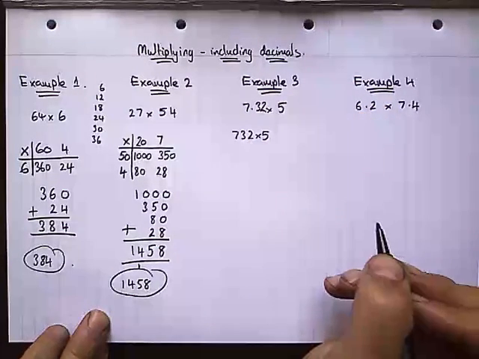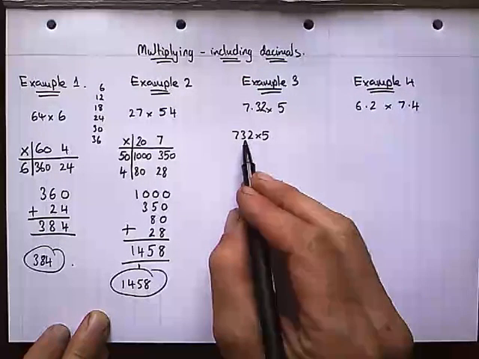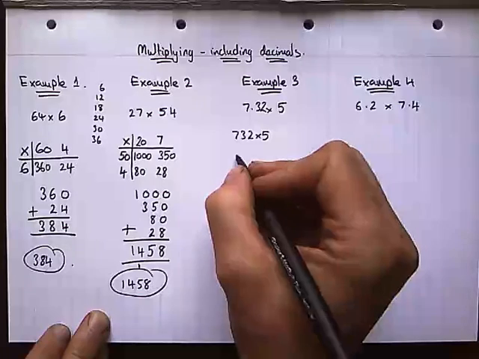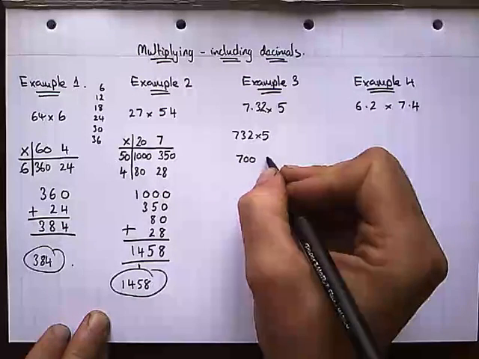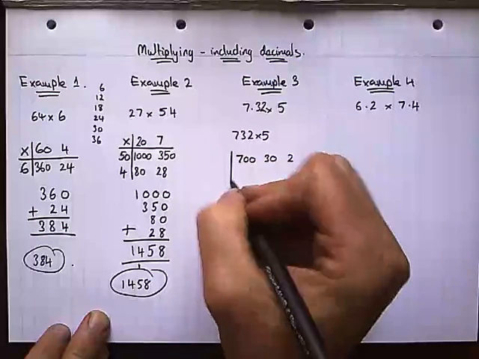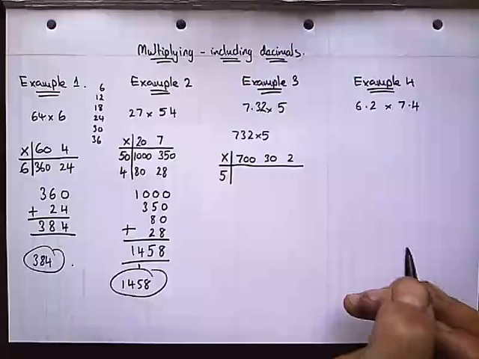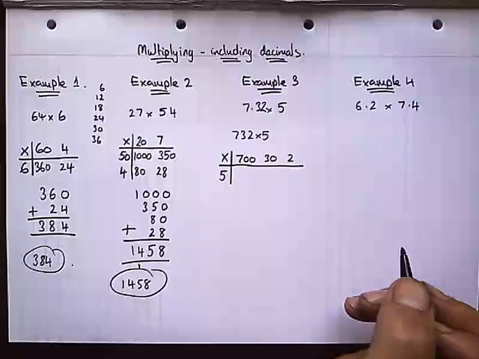Okay, that's the calculation I'm going to do. So I'm going to break this up into 7 hundreds, 3 tens and 2 units, and I'm going to times that by 5. Then I'm going to add the answers together once I've worked them out.